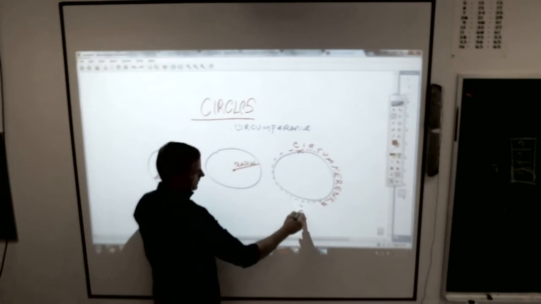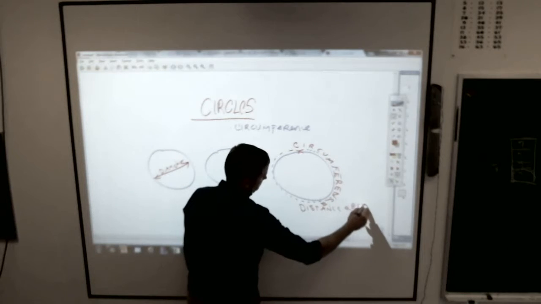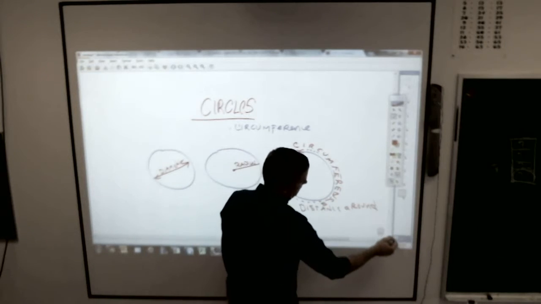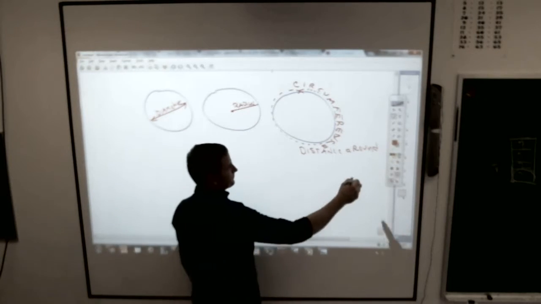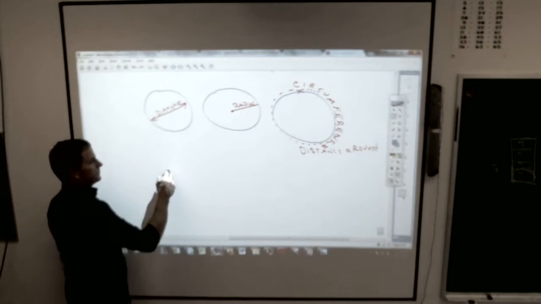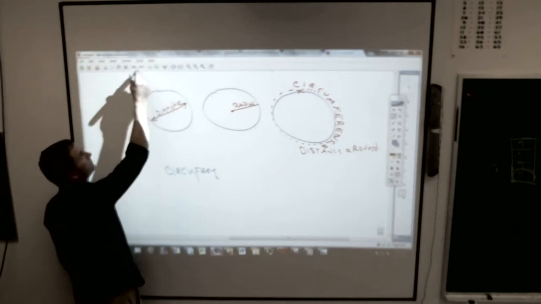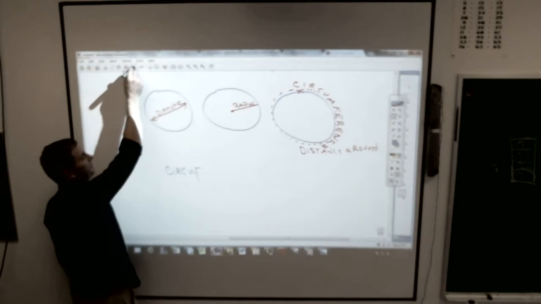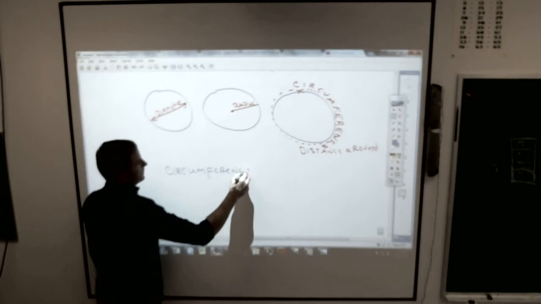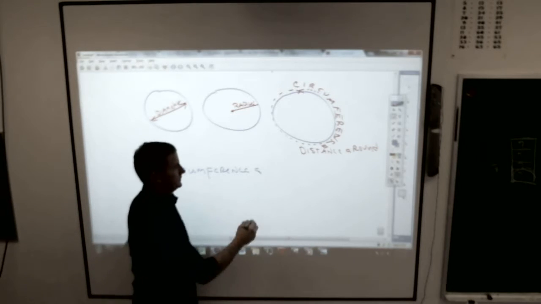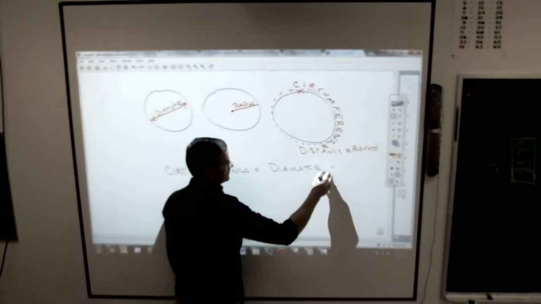Circumference of a circle is the distance around a circle. And in math, we have a handy-dandy little formula for circumference. What is it? Circumference of a circle, we're going to change that to actually the right spelling. Circumference of a circle equals the diameter times what?